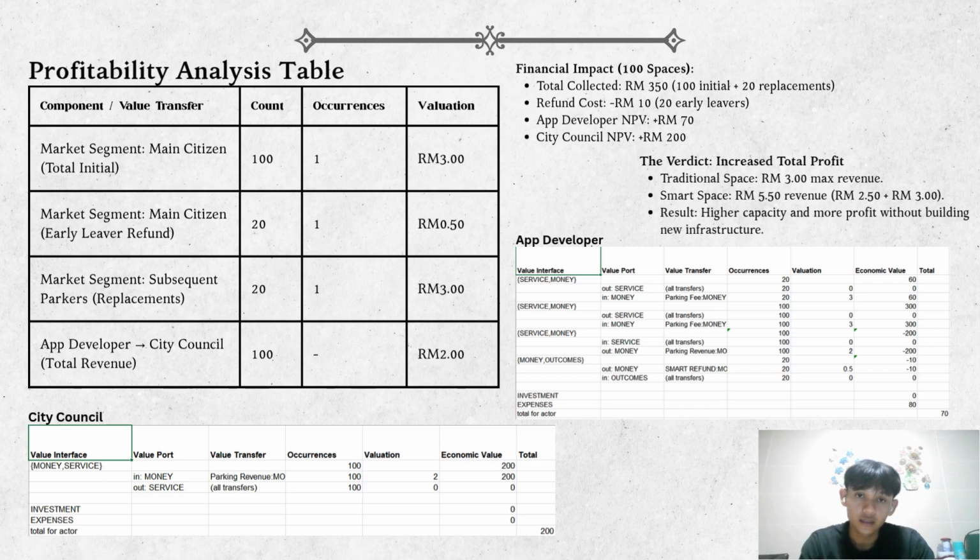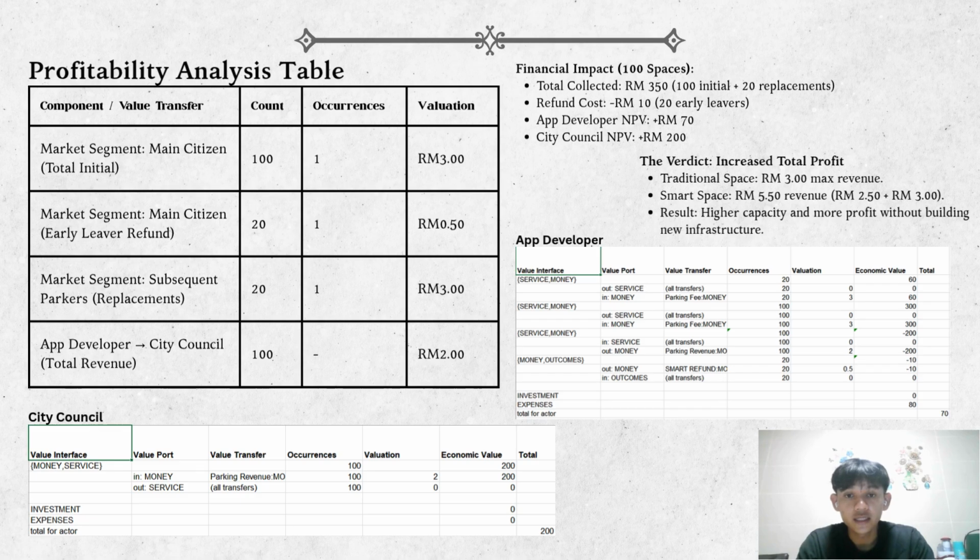And as usual, the council gets the 200 ringgit council revenue and the app developer pays the 90 ringgit server cost. So the final app developer profit is 70 ringgit. Now this brings us to the final question. Does having two people pay for the same spot increase the total profit?